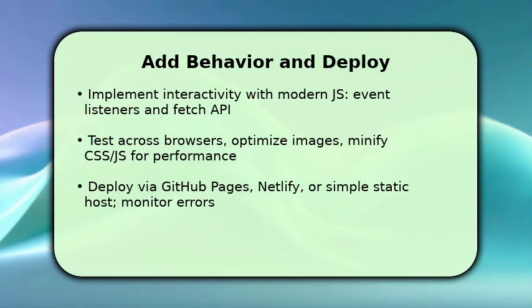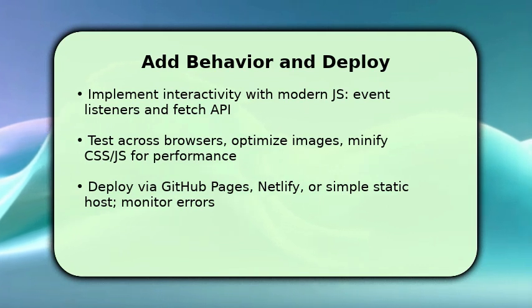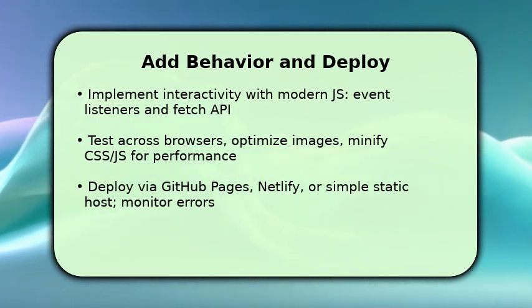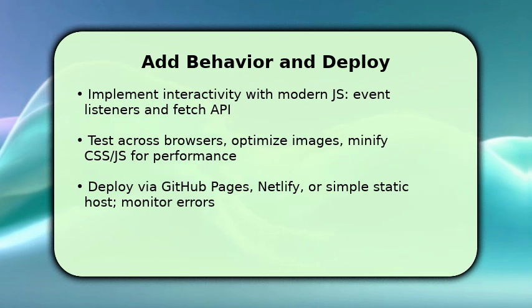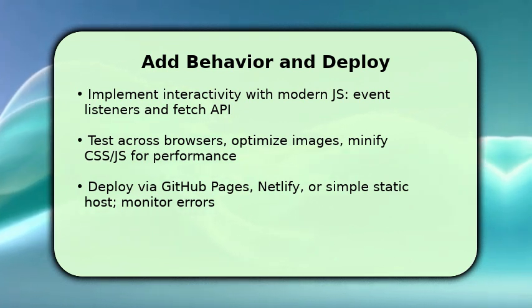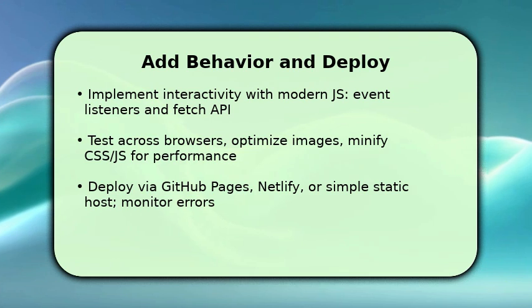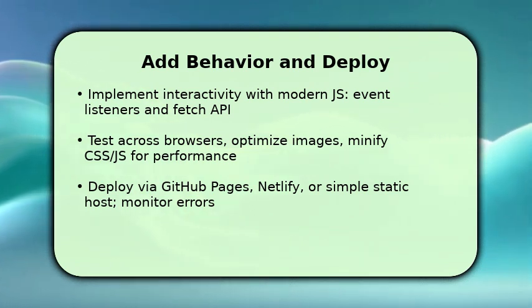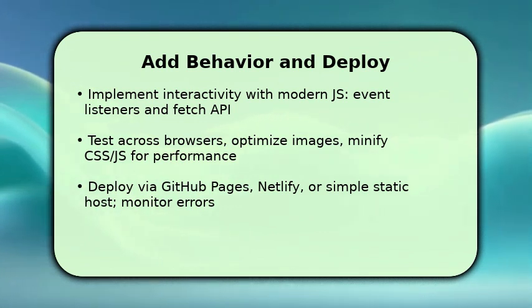Finish by adding behavior. Attach event listeners, manipulate the DOM, and use the Fetch API for remote data. Once interactions work locally, test across browsers and devices, optimize images, and minify CSS and JS to improve load time. When ready, commit to Git and deploy on GitHub Pages or Netlify. These services serve static sites quickly.